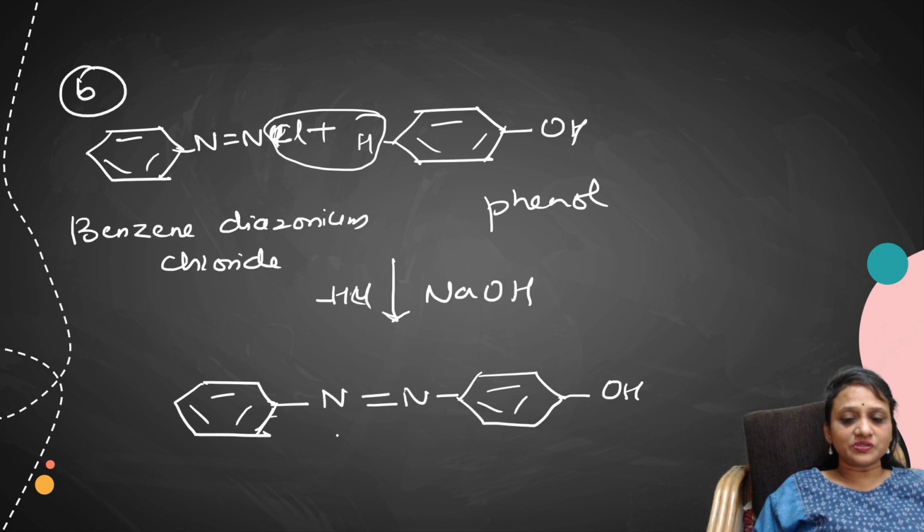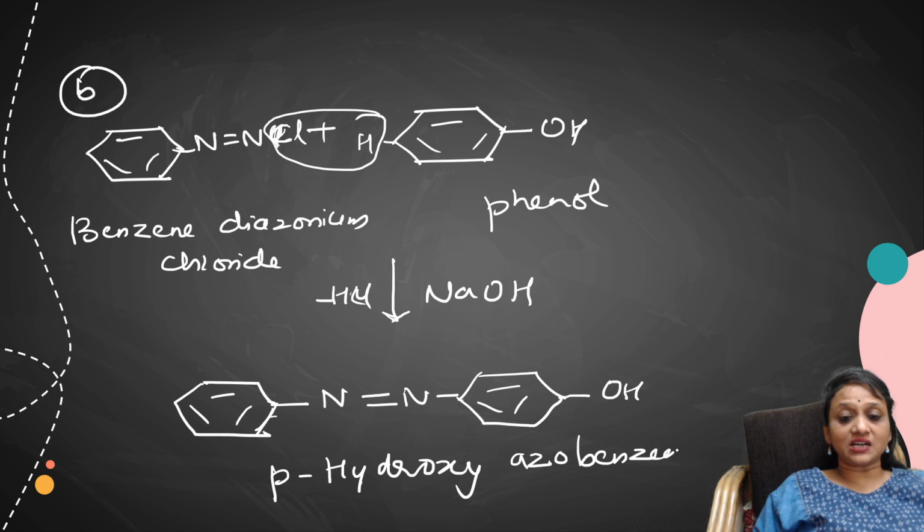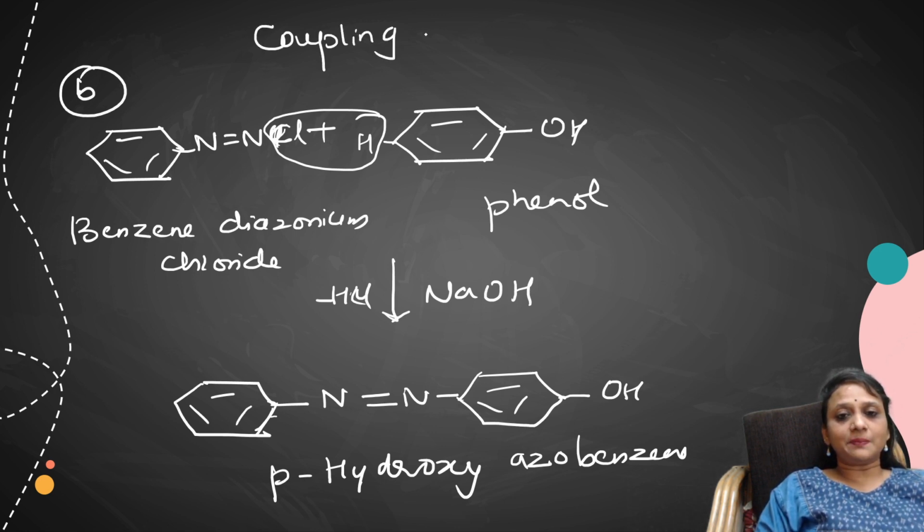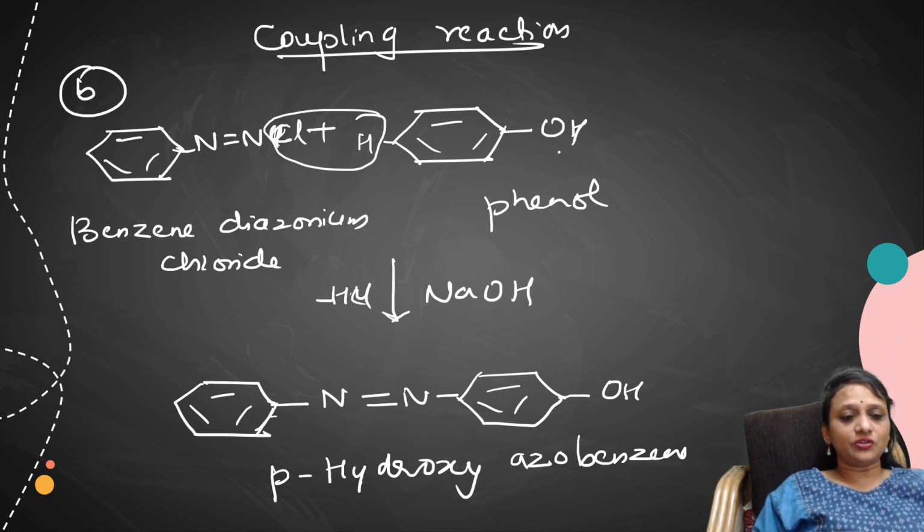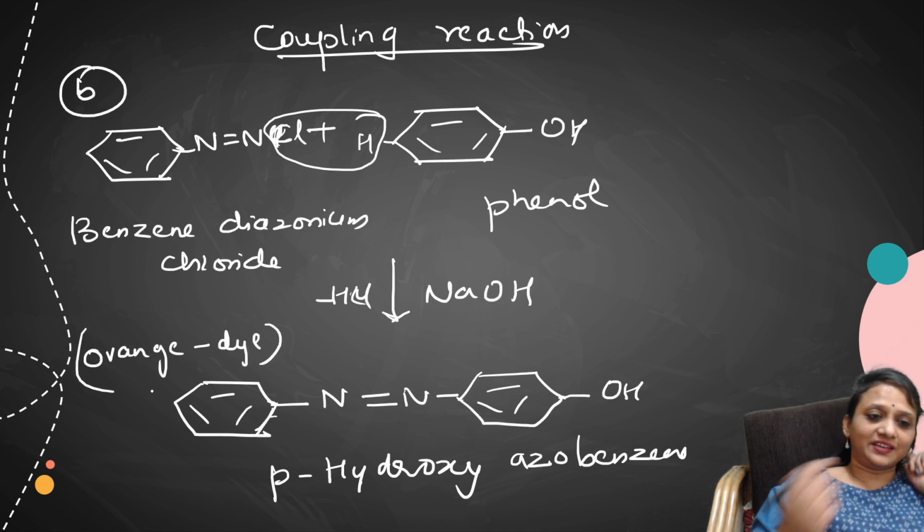Now what is this compound, students? See here, the hydroxy group is in the para position. This is called para-hydroxy azobenzene. Ma'am, what is this reaction called? Yes, this is called coupling reaction, students. Coupling reaction, where you take BDC, you take phenol, and you get a product. 4-hydroxyazobenzene is an orange color dye. Orange dye. Okay, simple.